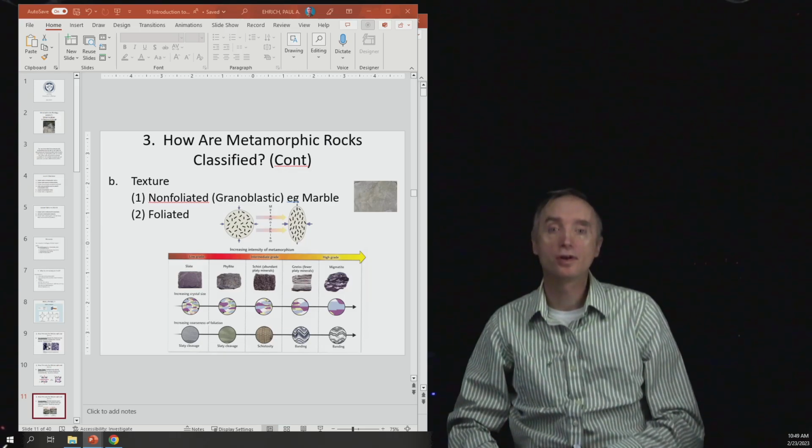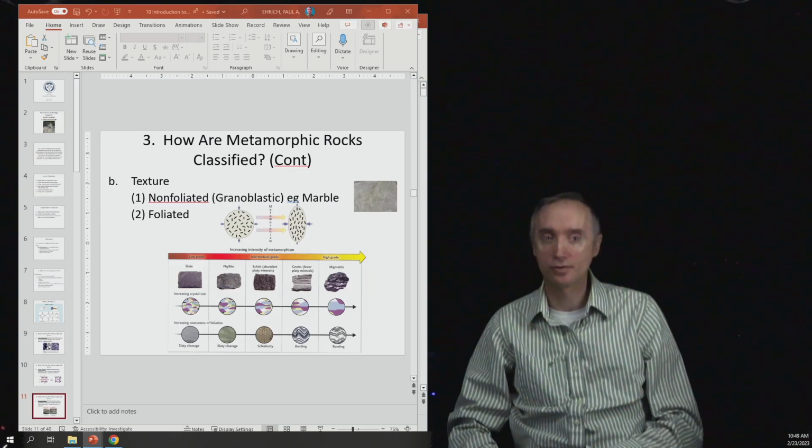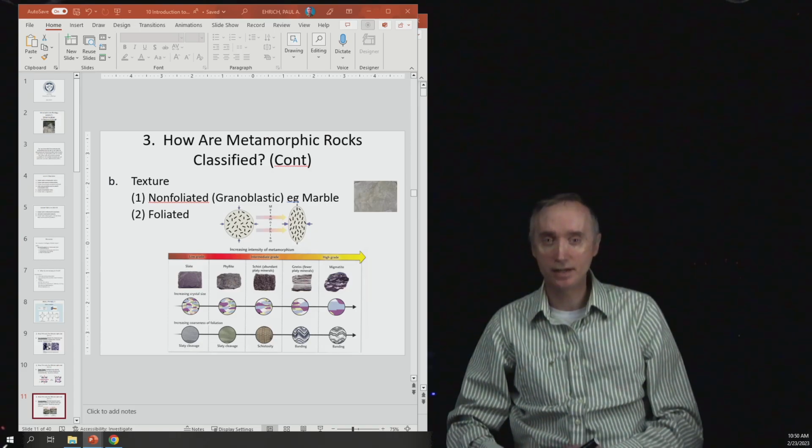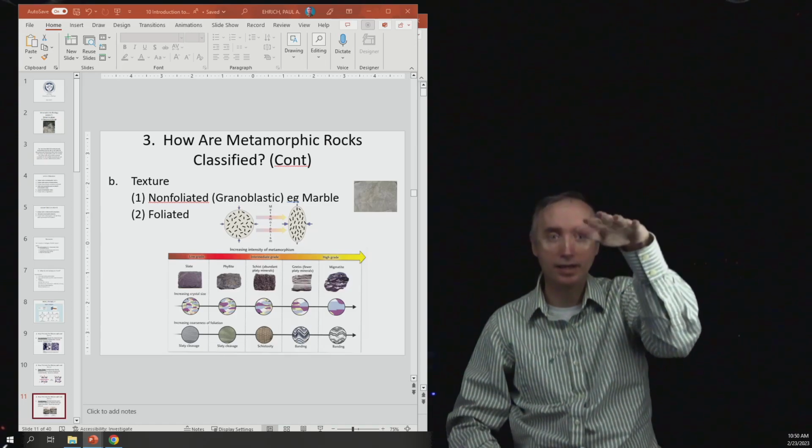Okay, now we want to talk about different kinds of textures that metamorphic rocks can have. And there are two kinds of textures, either foliated or non-foliated. So in a foliated texture, the minerals are going to reorient themselves so that they tend to form flat planes.